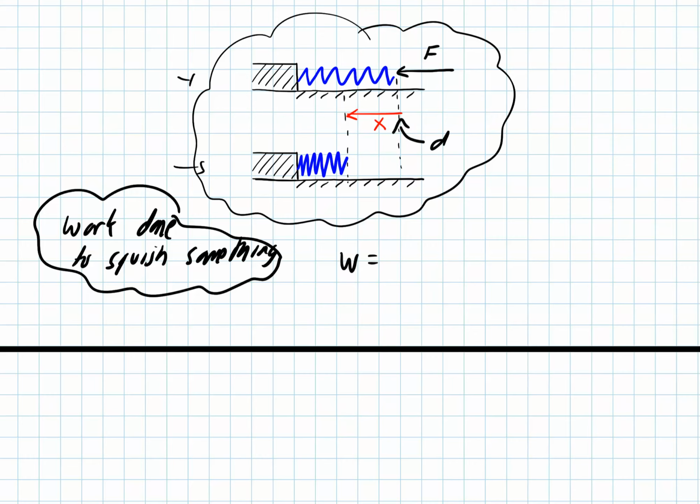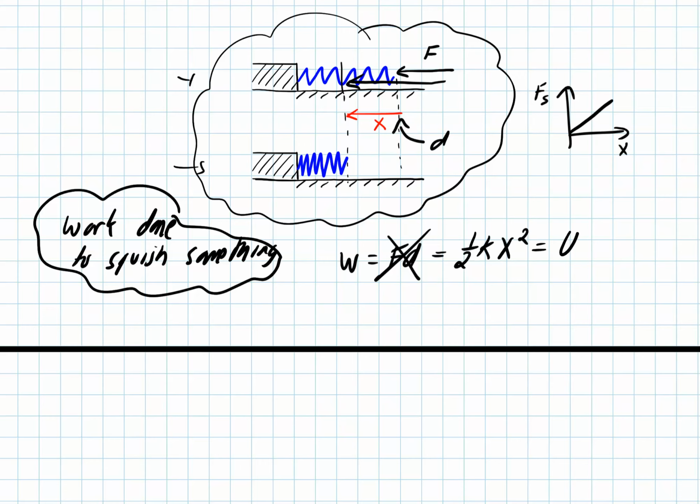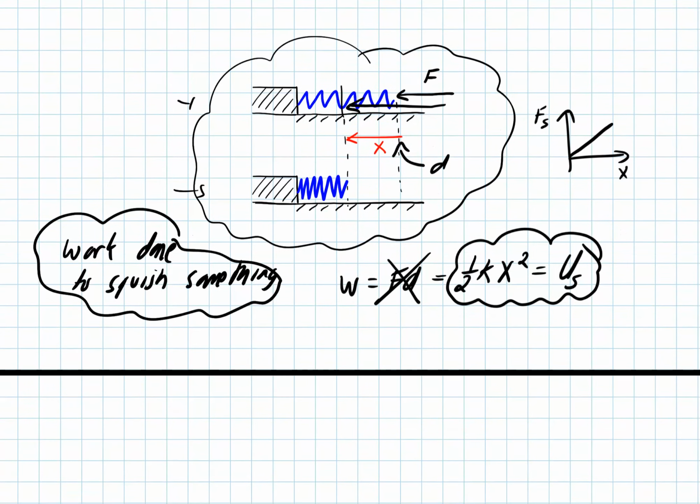And so for the work you do, we cannot use force times distance because the force that you're going to use is actually going to grow. The force you have to exert to make this spring compress more and more actually goes up. It's not a constant force. But we showed in an earlier video that the work you do in compressing something is 1/2 kx squared. And we call that elastic potential energy. So that's one context.